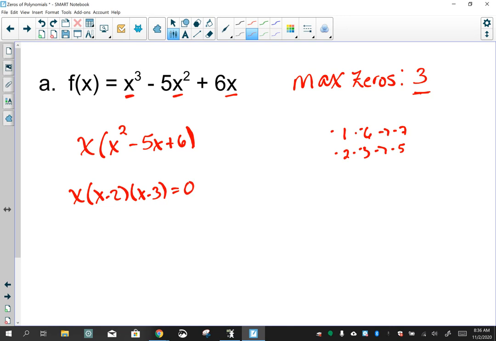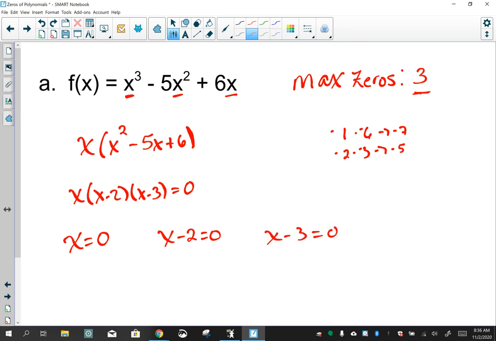And then I'm going to set this equal to 0. So what I'm going to do now is take each one of these and factor these. Well, not factor, they're already factored. I'm going to set each of these equal to 0, and figure out where these cross the x-axis. So I'm going to take that first x and set it equal to 0, and then x minus 2 and set it equal to 0, and x minus 3 and set that equal to 0.